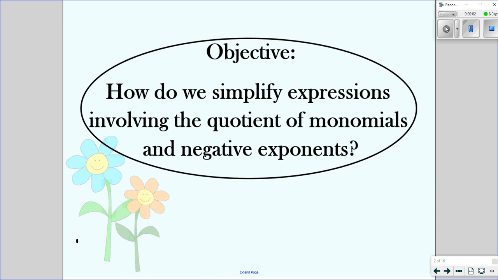Hi, welcome to our next lesson dealing with dividing monomials. The objective is how do we simplify expressions involving the quotient of monomials and negative exponents.